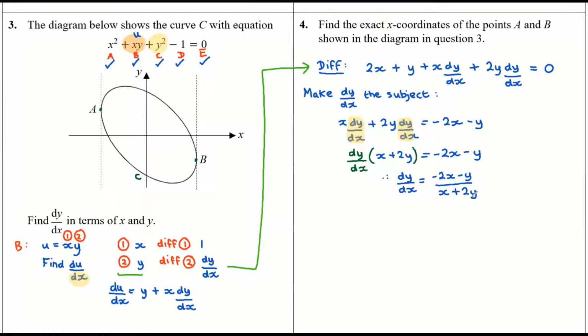Right, so that's quite a complex process. All right, expect that kind of thing in an exam situation when you're using implicit differentiation. So moving on to question 4, it says find the exact x coordinates of the points A and B shown in the diagram in question 3.